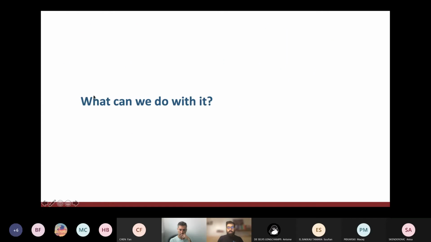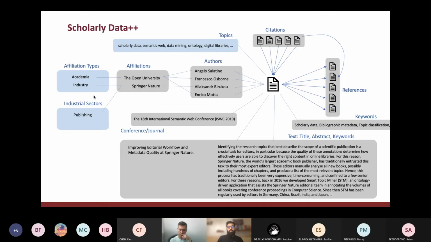Now, the thing is what we can do with it. Okay, of course, this is just one paper.